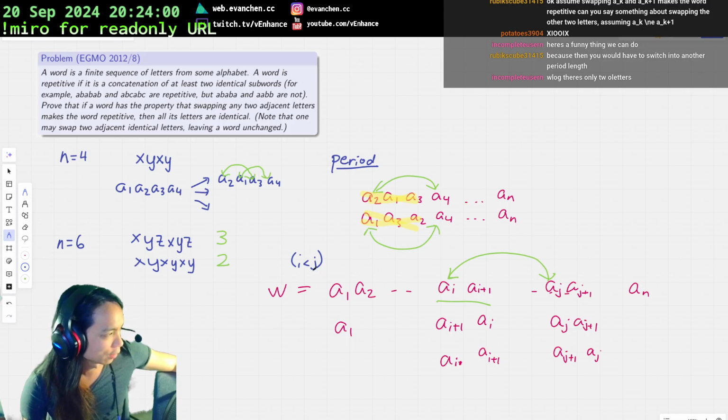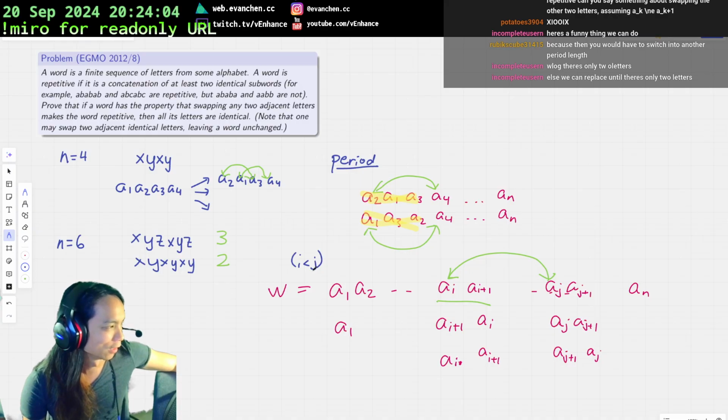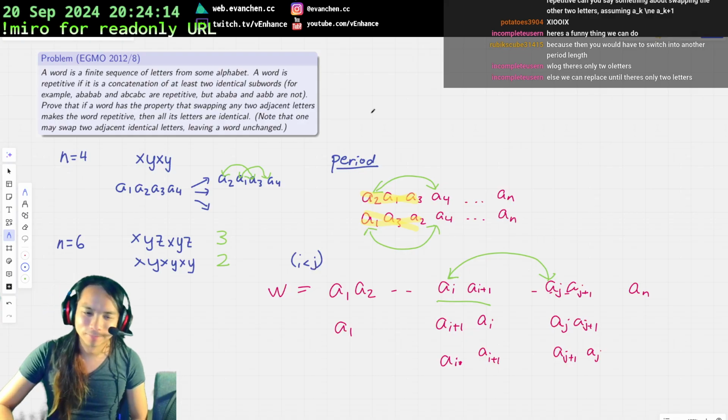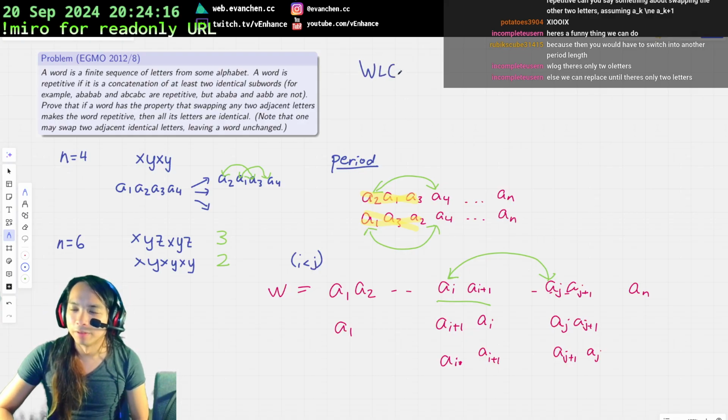Without loss of generality, there's only 2 letters. Oh, that's a good point. Yes, I agree. Does that just work? This is just gonna work, isn't it? Yeah, there's no need to be this harebrained about it. Without loss of generality, we only need 2 letters.